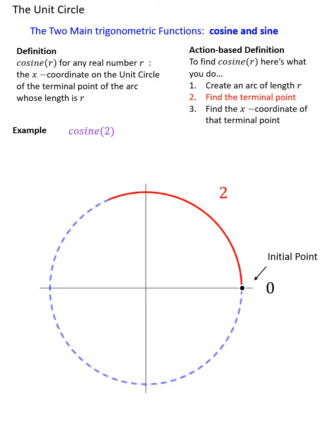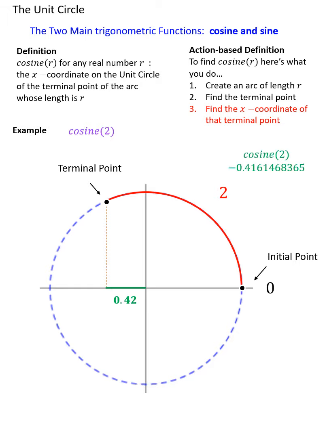Second, in my action-based definition, I've got to find a terminal point. Well, there it is. Okay, easy enough. Step 3, I need to find the x-coordinate of that point, and that will be the cosine of 2. Well, watch the diagram. If I were to project down to the x-axis, whatever this length is, wouldn't that be my x-coordinate? Or negative that length, I should say. So then now we have to find that length. Well, it turns out that that length is about 0.42.